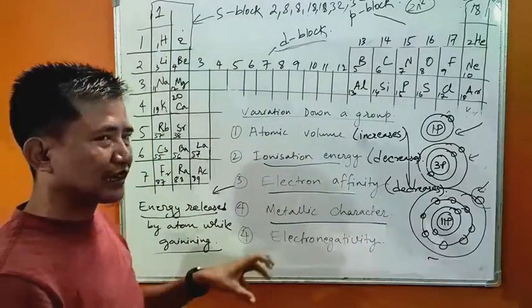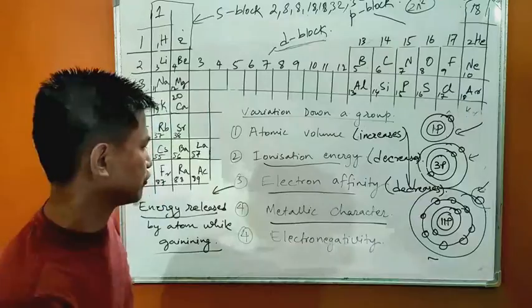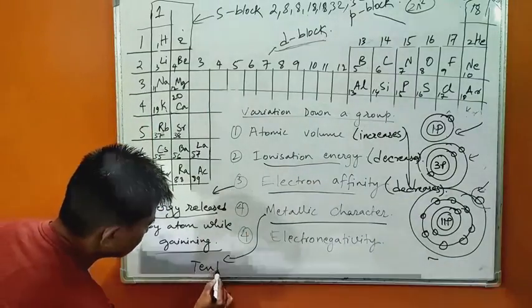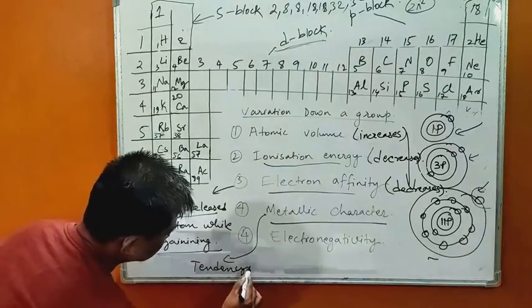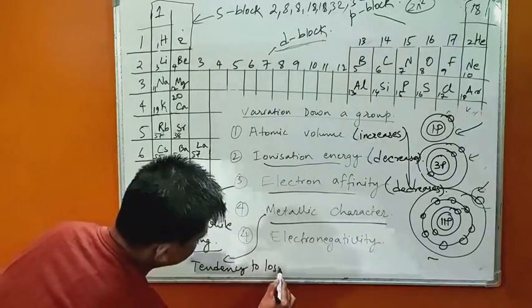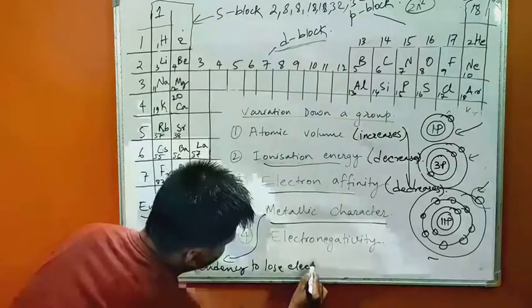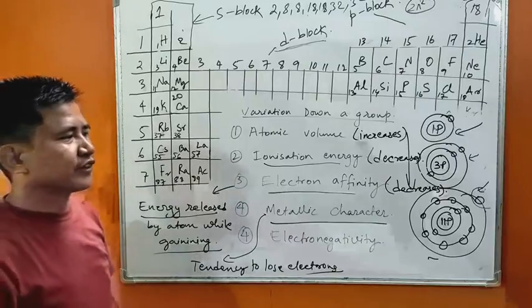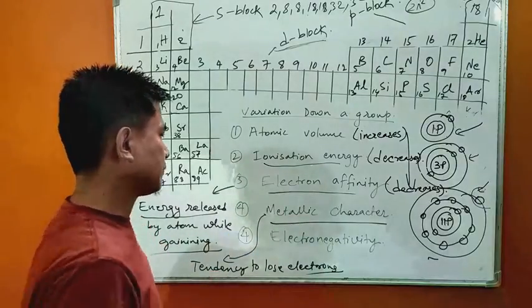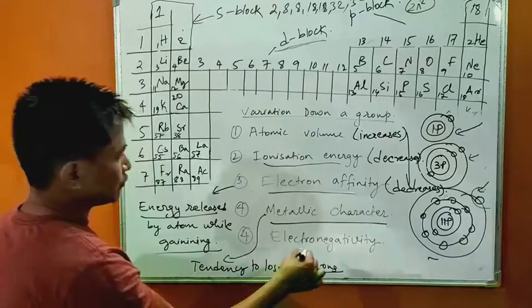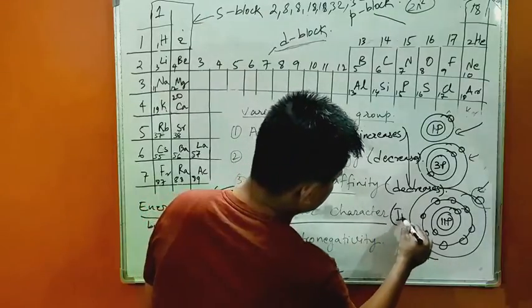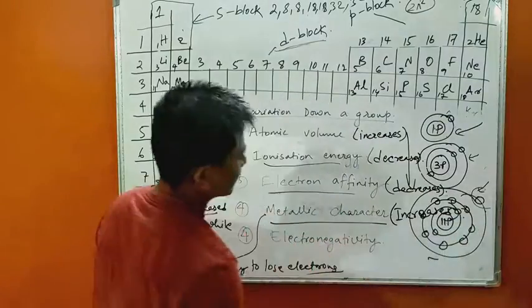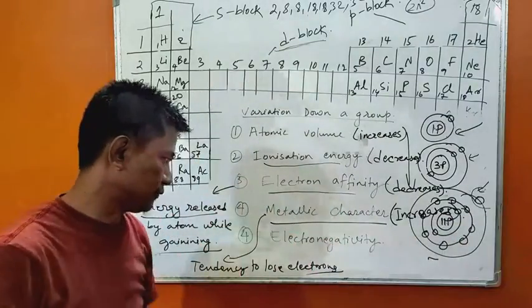Metallic character means tendency to lose electron. The atoms which lose electrons very easily are called good metals. So metallic character increases as you move downward.